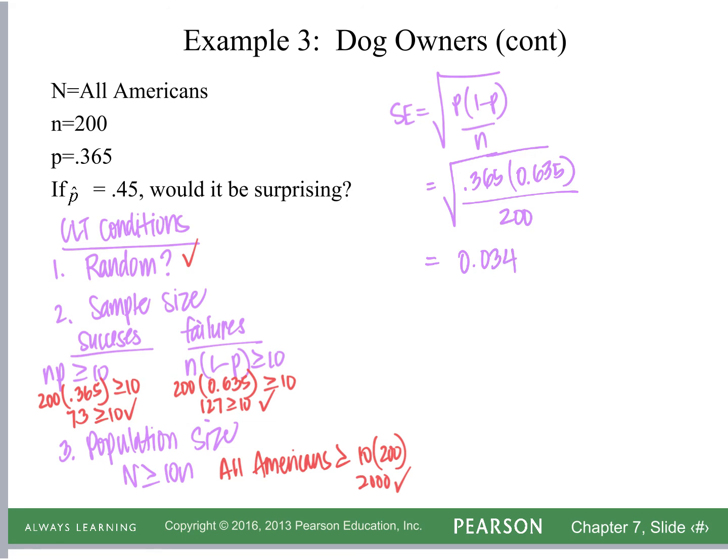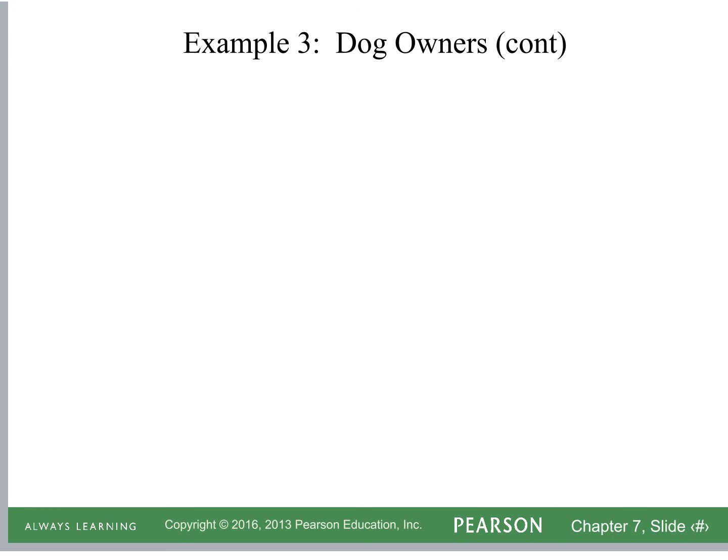So I'm going to write here my normal distribution using my capital N, with P being 0.365 and standard error at 0.034. So I can use this to continue. Okay, so let's finish and answer the question. Remember, we're trying to see if we get a p-hat of 0.45, is it surprising?